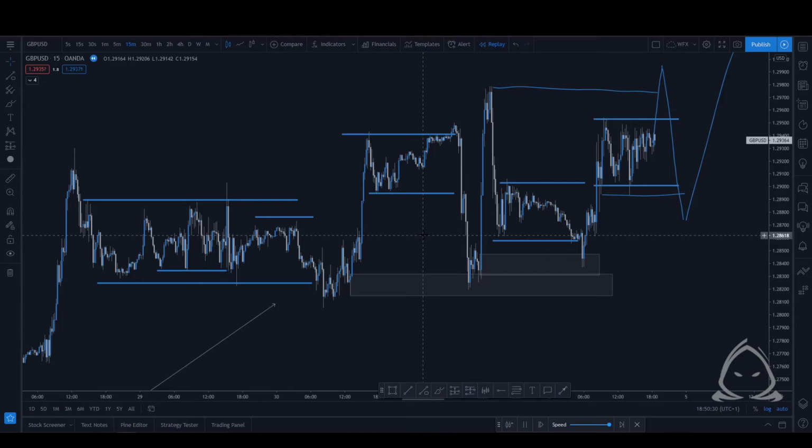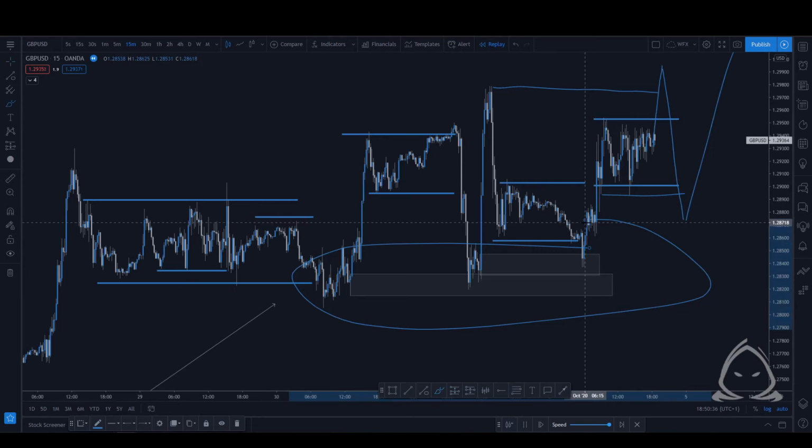The reason we've structured the course in the way that we have is to get your minds thinking about market structure, to get your minds thinking about order blocks.